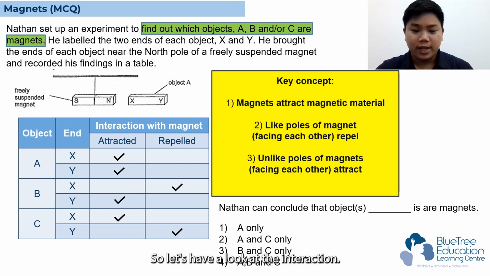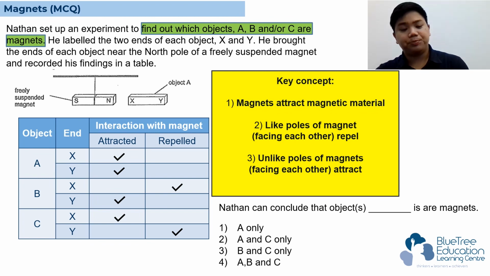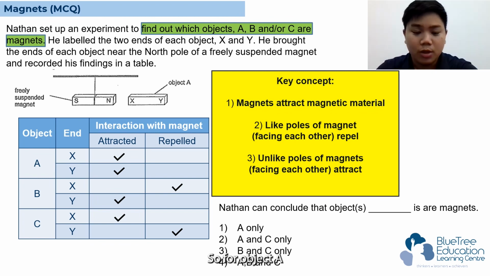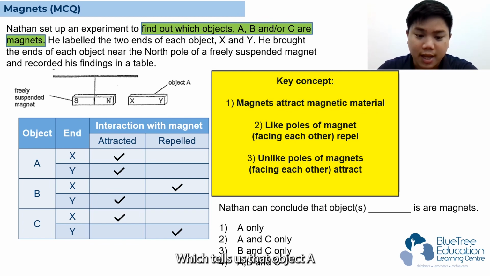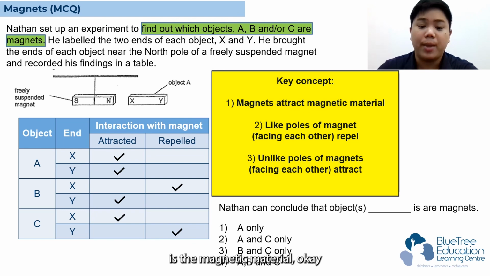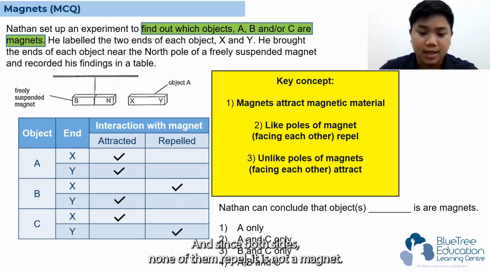Okay, so let's have a look at the interaction. So for object A, right, both ends, X and Y, attract. Okay, which tells us that object A is a magnetic material. Okay, and since none of the sides repel, it is not a magnet.